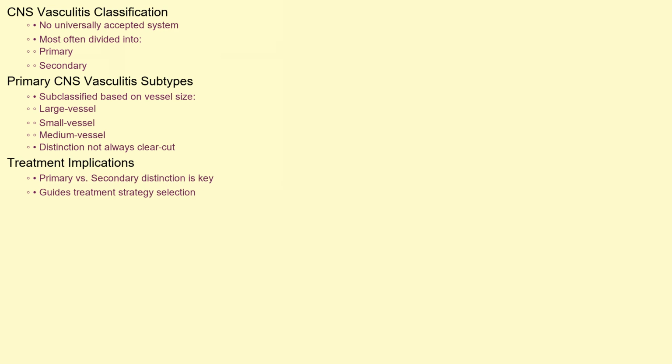Cerebrospinal fluid analysis, obtained through a lumbar puncture, is also important to rule out infections and look for signs of inflammation. While there isn't a universally accepted classification system for CNS vasculitis, it's most often divided into primary and secondary forms. Primary CNS vasculitis can be further subclassified based on vessel size involved, such as large vessel, small vessel, or medium vessel vasculitis, although this distinction is not always clear-cut. Knowing whether the vasculitis is primary or secondary guides the selection of treatment strategies.